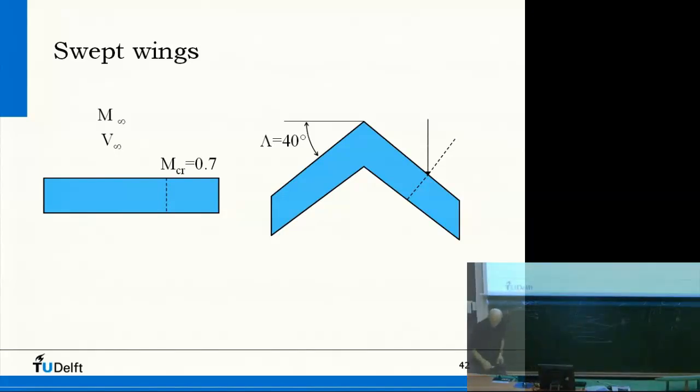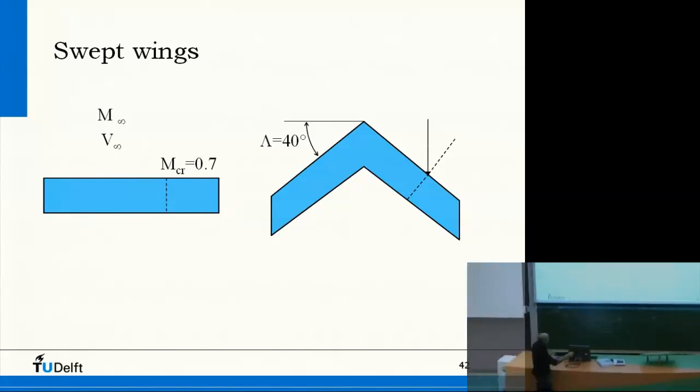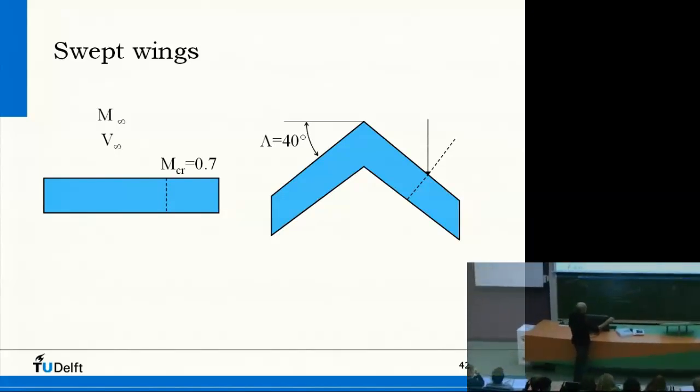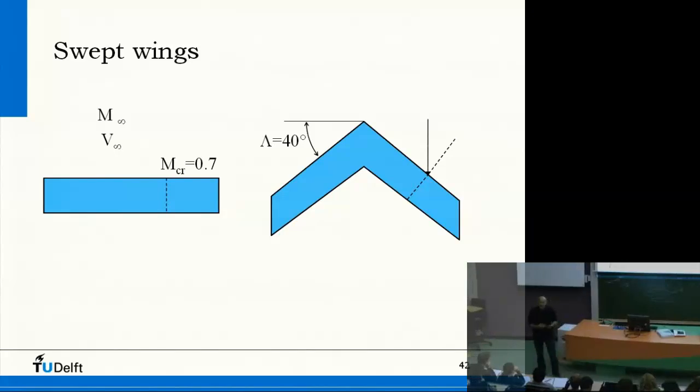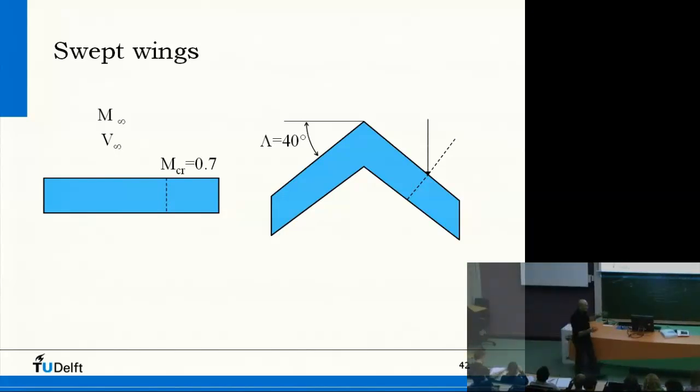Right? So another way of looking at it is the fact that the airfoil, or what the velocity sees, is an airfoil which is longer and thinner. And we've seen that a thinner airfoil has lower supervelocities at the upper surface and has a higher critical Mach number. So either way you look at it, the critical Mach number is going up with this swept wing.